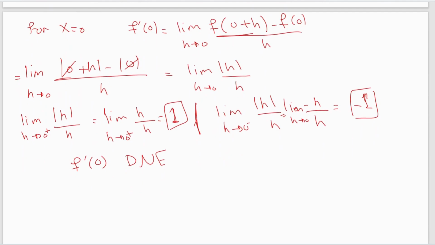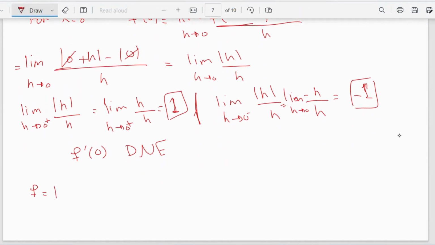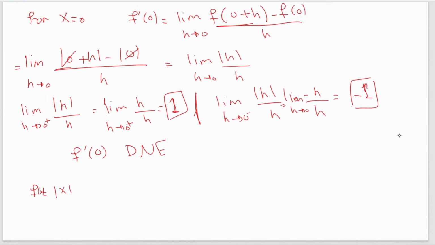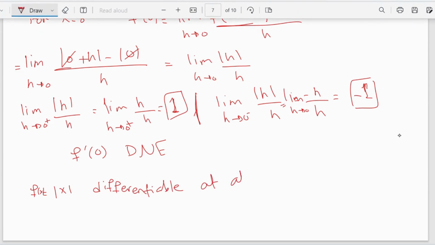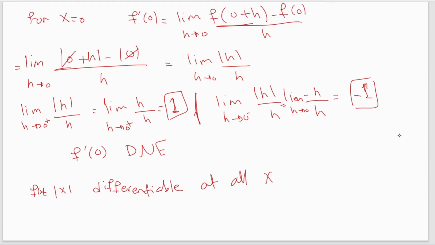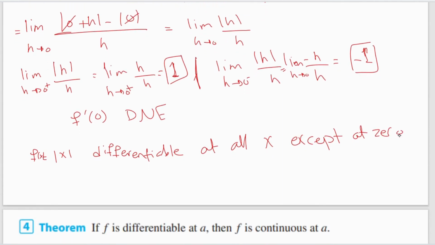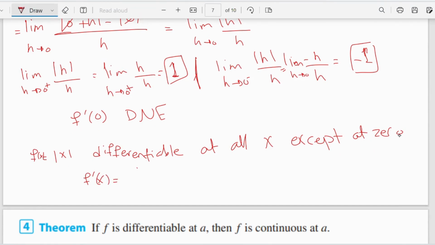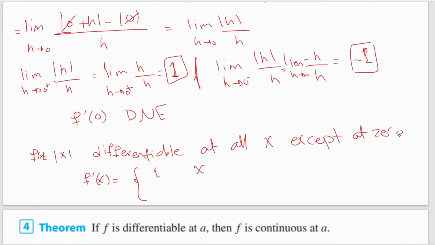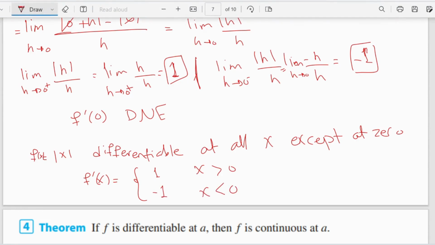And therefore f of x equal absolute value of x is differentiable at all x except at 0. And we can write it in this way: f prime of x is equal to 1 when x is positive and -1 when x is negative.